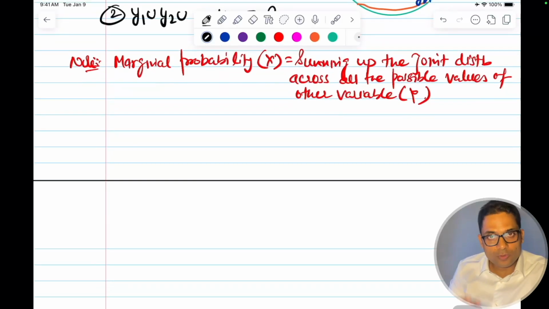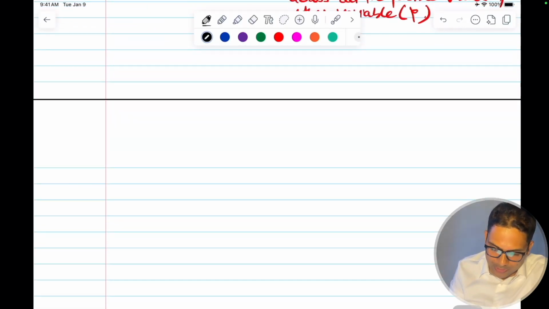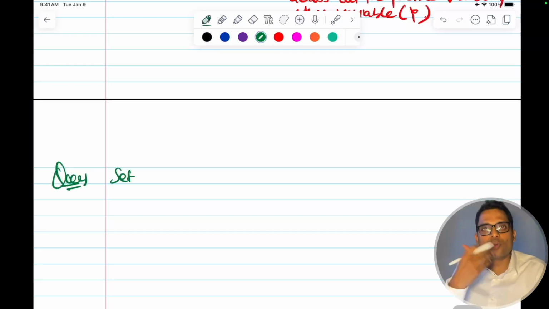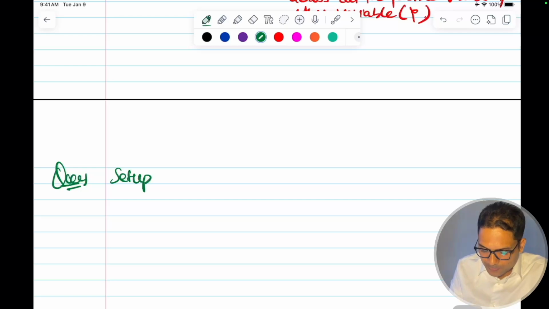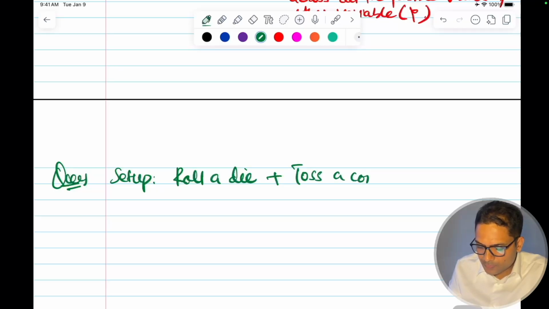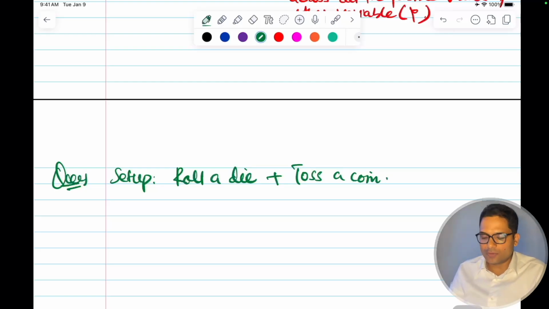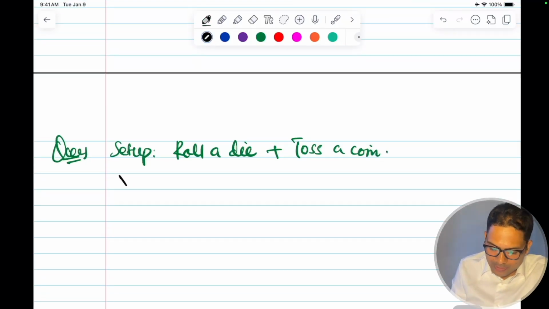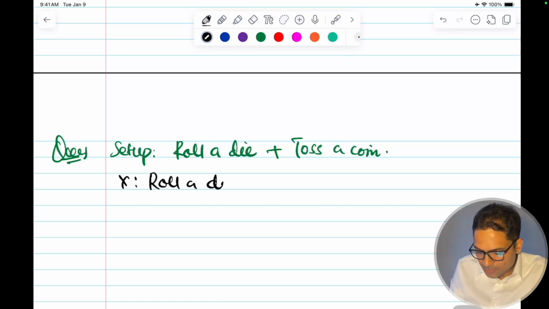Do you want one more example here? Let me give you a practical example. Quick setup: I'll roll a fair die, plus toss a coin. So I'm doing two things, and I'm modeling this using two random variables. X is roll a die.